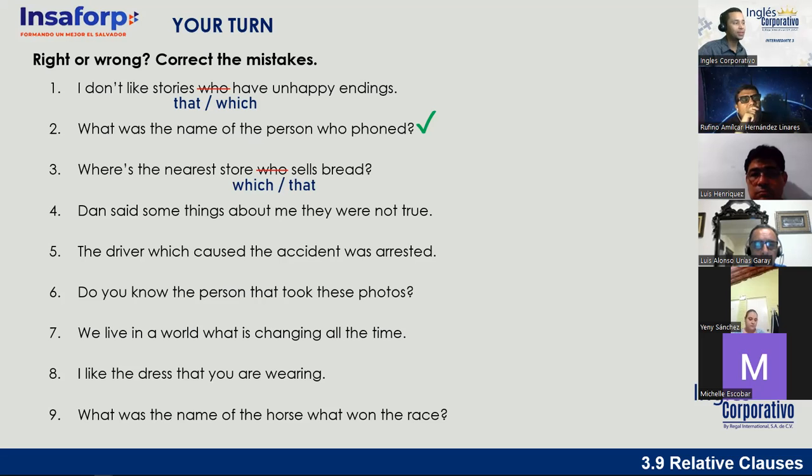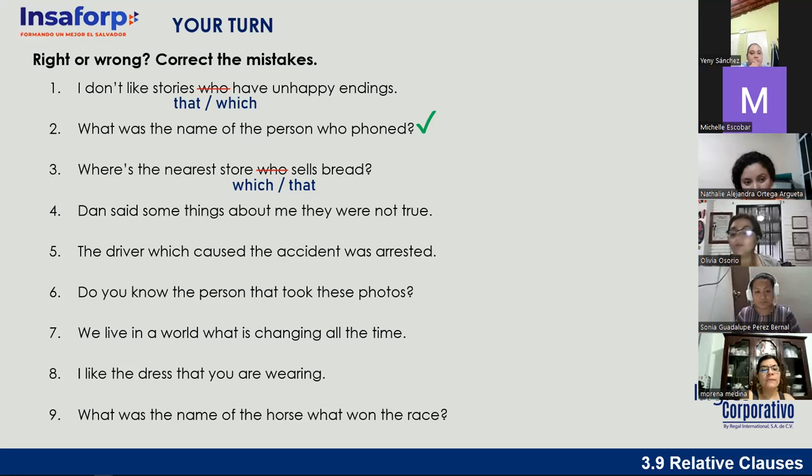What about number four? Dan said some things about me. They were not true. Is this sentence correct or incorrect? And if it is incorrect, how can you change it? Anybody can participate. Just remember to raise your hand, your digital hand. Press the button, and then I'll give you a chance to speak. Who would like to try?